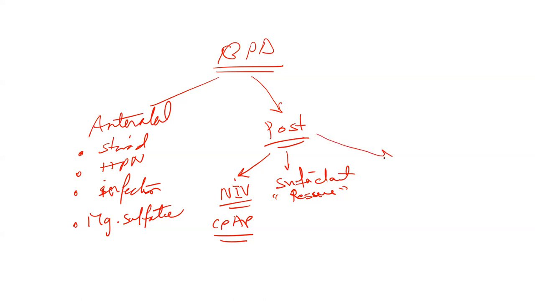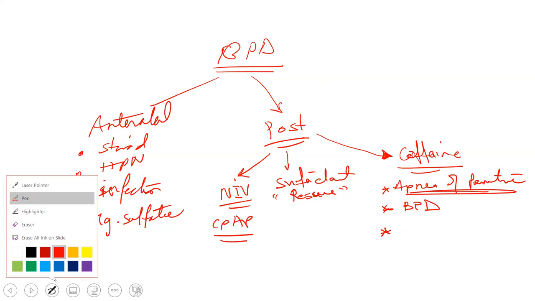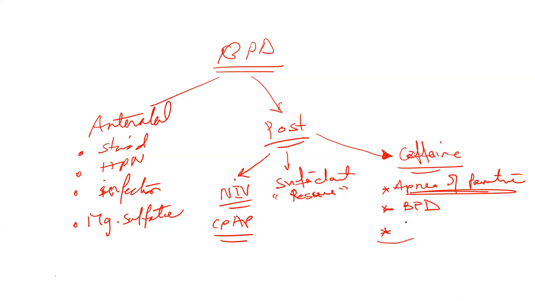And then the third, before the caffeine, we give caffeine. Usually all premature babies less than 32 weeks, we place them routinely on caffeine. Why? For apnea of prematurity. But caffeine is not only for apnea of prematurity, it also prevents bronchopulmonary dysplasia. Also, caffeine improves the neurodevelopmental outcome.